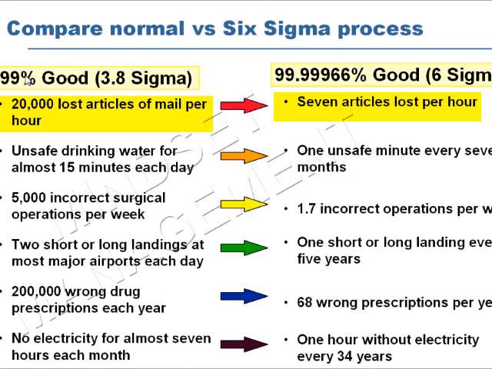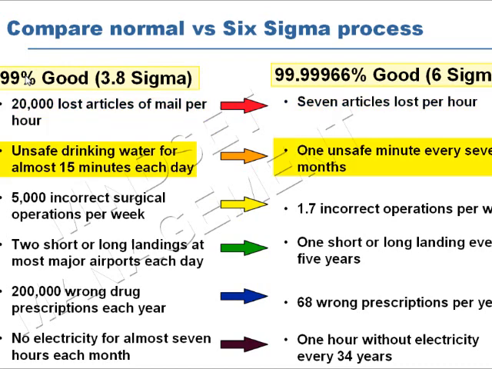When we go to 6 sigma level, compare unsafe drinking water for almost 15 minutes each day in a normal process versus 1 unsafe minute every 7 months in a 6 sigma process. Isn't the improvement enormous when we go to 6 sigma level? These are just a few typical examples.